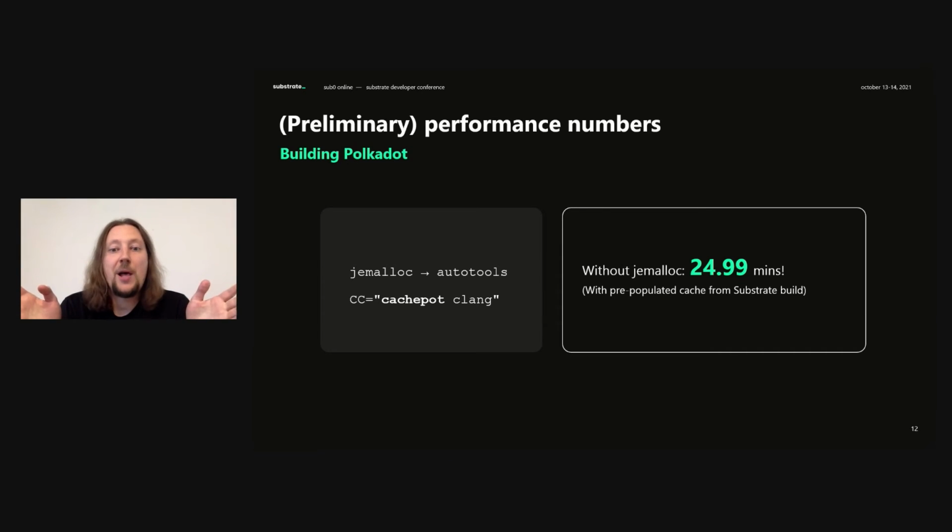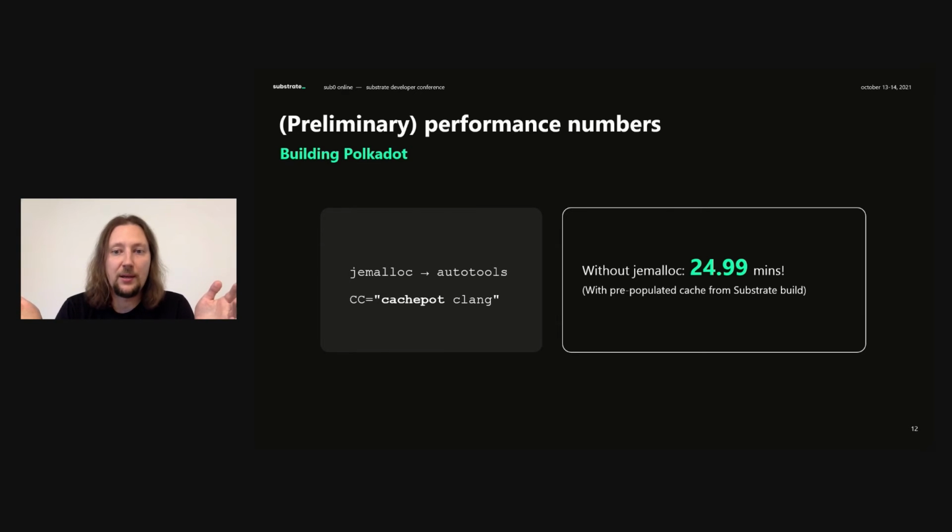We disabled gmalloc. This is not the way we want our Polkadot code base to run in production, but for the sake of this, we disabled it. And with a pre-populated cache from Substrate, but no previous Polkadot builds, we build in 25 minutes, which is, I believe, if you ever try to build Polkadot, you know how much of a time saving even 25 minutes is.